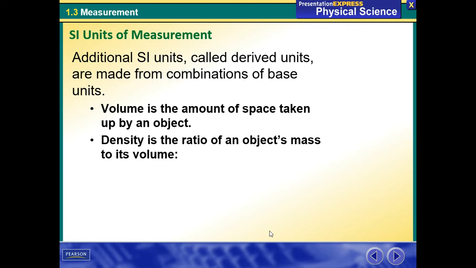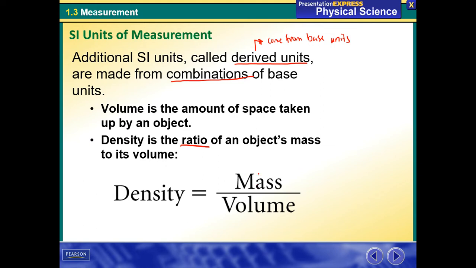Other units do exist, and these additional units are called derived units. The reason they are called derived units is because they come from base units. Or your book says they are combinations of 2 or more base units together. 2 common ones that you're going to hear about are volume and density. Volume is how much space an object takes up, while density is the ratio of the mass to its volume. So density's equation is mass divided by volume.